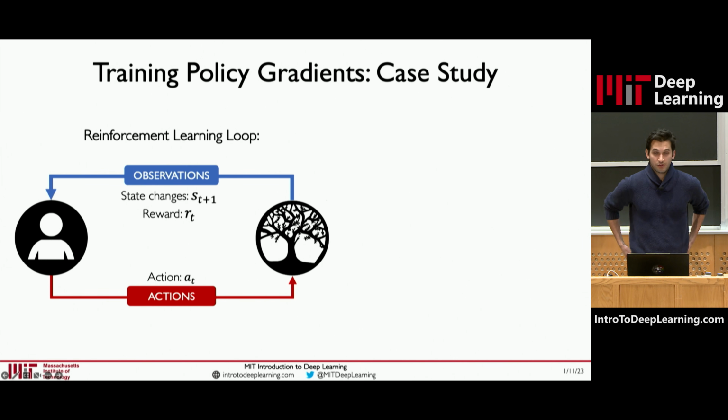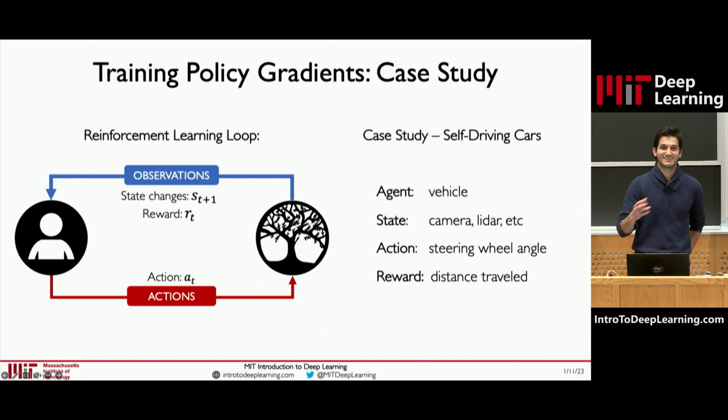Okay, great. So now let's take a look at how policy gradient networks can be trained and step through that process as we look at a very concrete example. Let's start by revisiting this reinforcement learning loop that we started this class with. Now, let's specifically consider the example of training an autonomous vehicle, since I think that this is a particularly intuitive example that we can walk through.